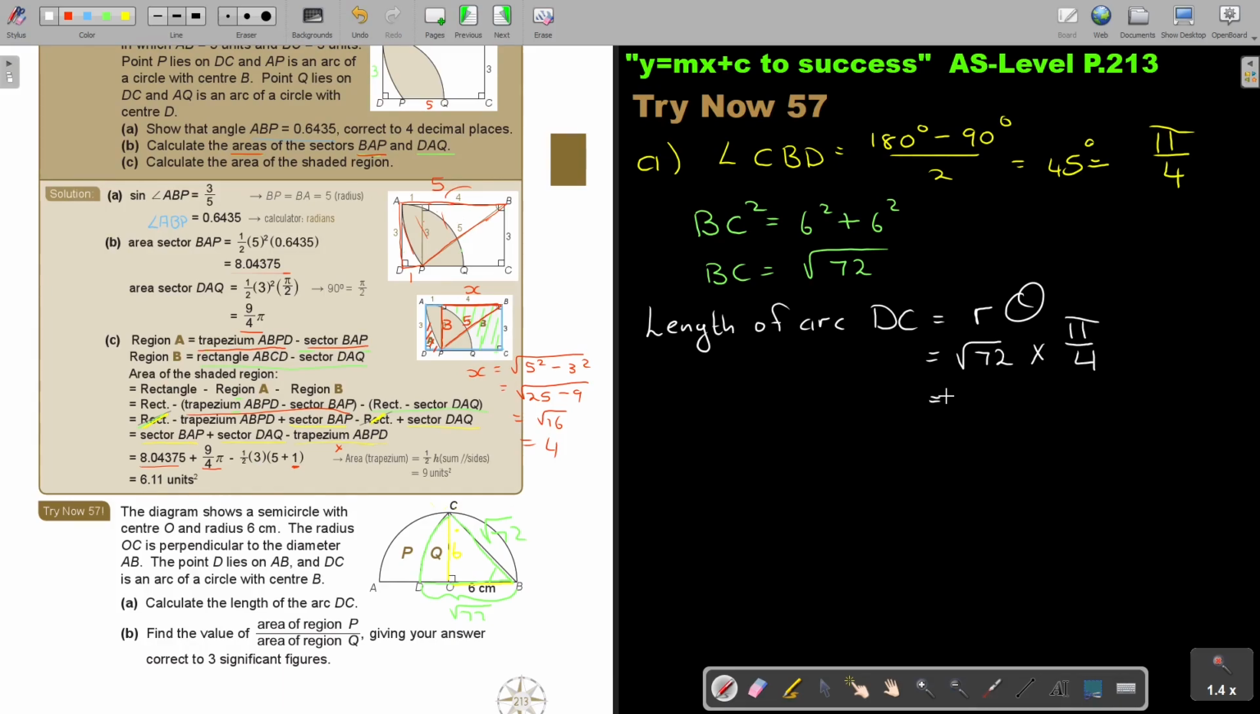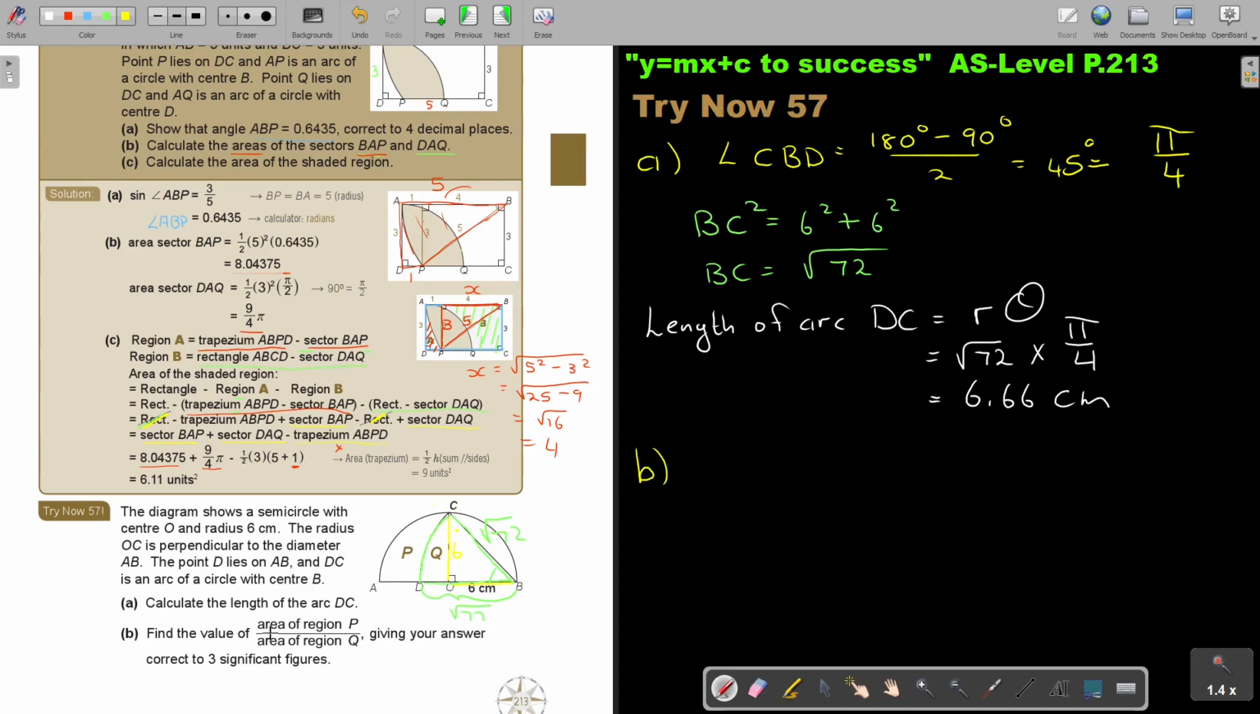And if I work it out, let's just see, calculate the length of the arc DC. I can work it out on my calculator. I can press shift, pi, divide by 4. I always like to first get rid of the pi, and then multiply by square root 72, equals, and then to three significant figures, 6.66, and that will be centimeters. Okay, and now I go to number B.